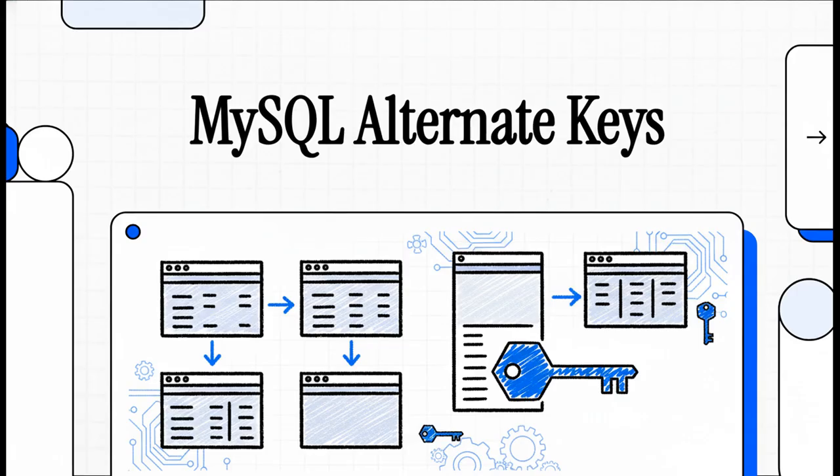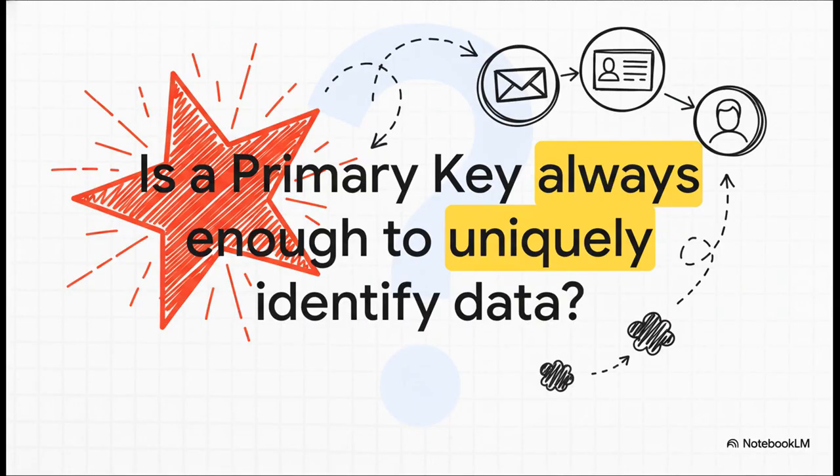Let's dive right in. We all learn about the primary key, right? It's supposed to be the one, the ultimate, unique identifier for any record. It's the star player of the team. But is it always enough? What happens when you need another way to guarantee a record is unique? Like, what if your user wants to log in with their email address, not some random user ID they've never even seen? That's exactly where our story begins.